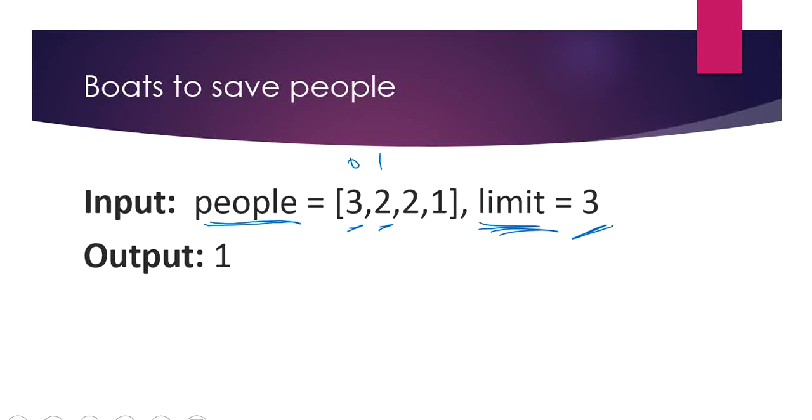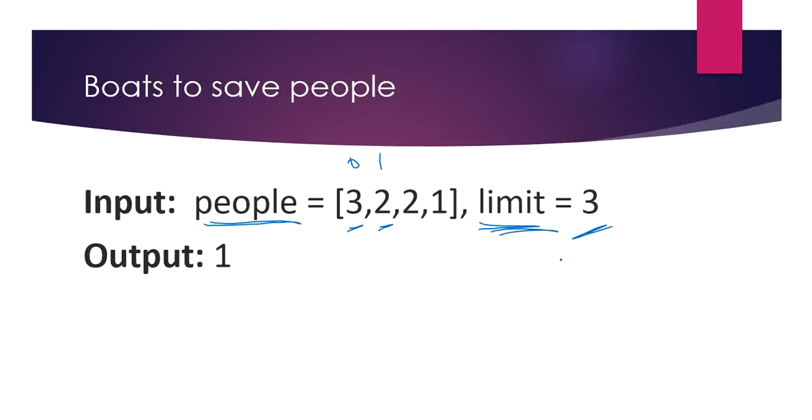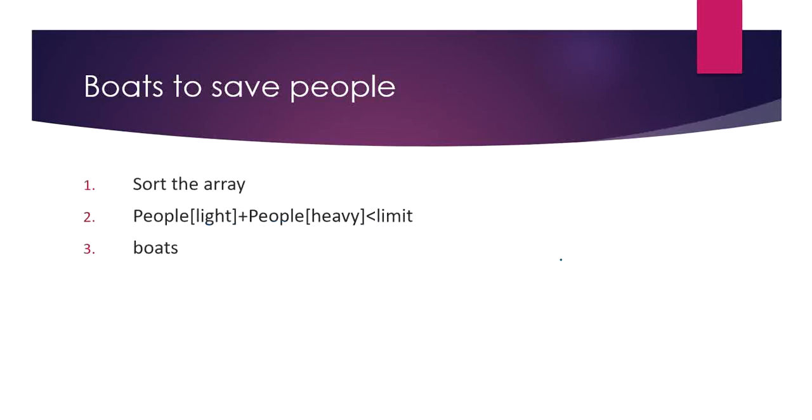Another condition is that a boat can carry a maximum of 2 people at a time, not more than that. Let's see how we are going to approach this problem. First, we are going to sort the array. Let's take our own example, 3, 2, 2, 1. If we sort the array it becomes 1, 2, 2, 3. That is our first step.